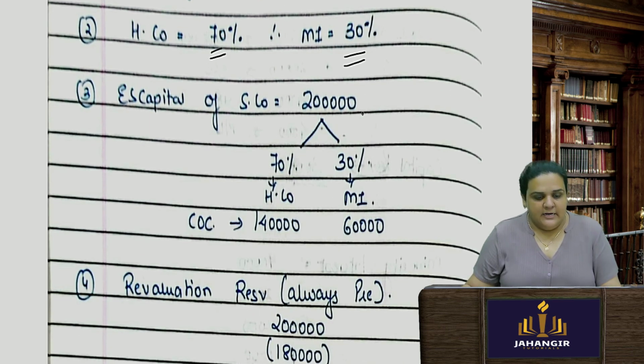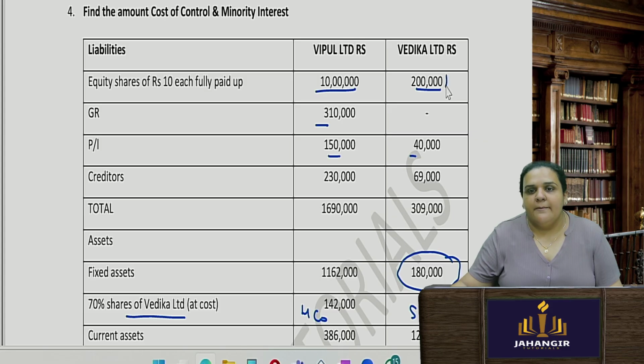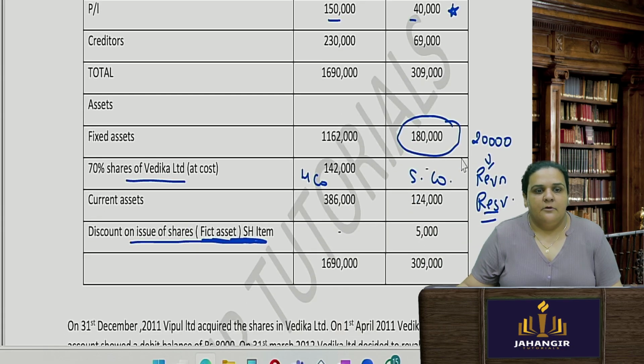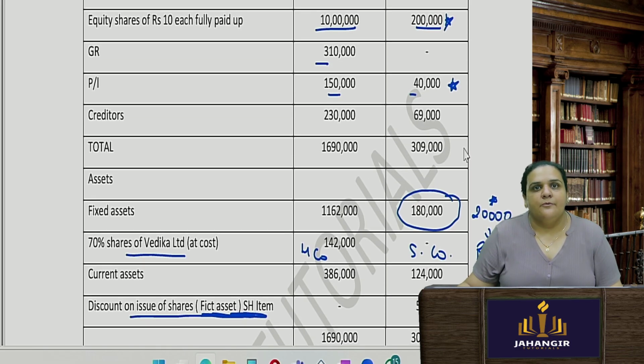So I will start treating the shareholders' items over here. First is equity share capital. Then general reserve is not there. P&L account is there. And there is one fictitious asset of rupees 5,000 and there is a revaluation reserve. There are 4 things I am going to do.